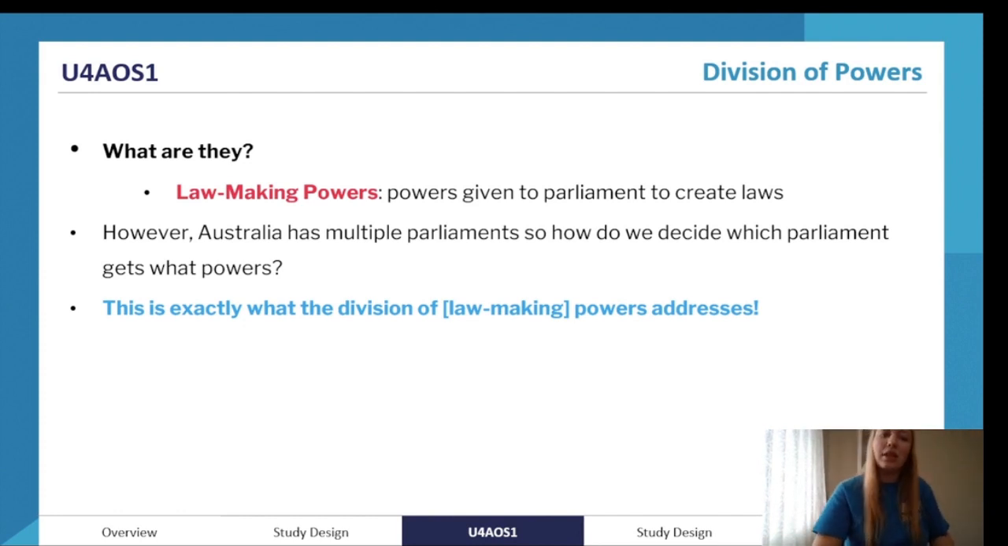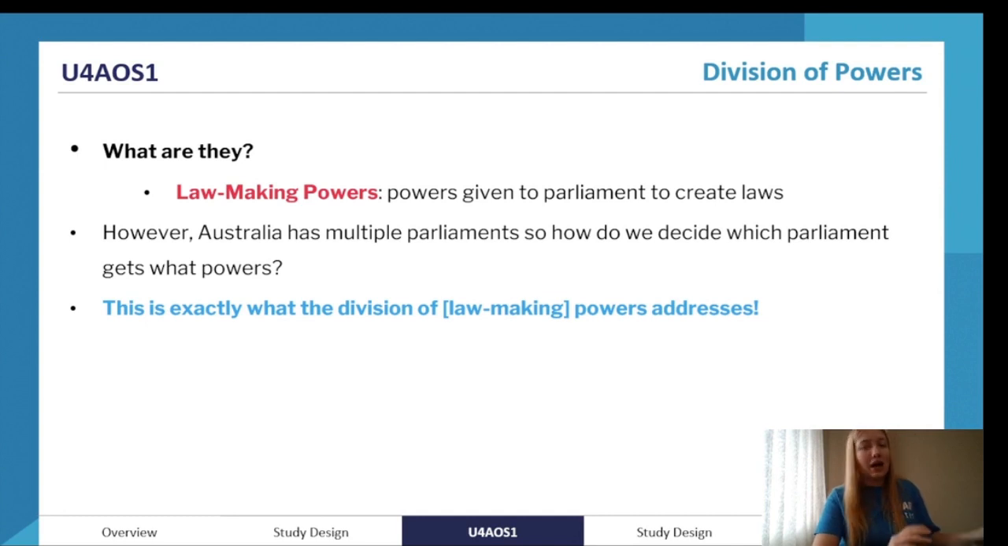So that's something to also work on. So next we'll have a look at the division of powers. These are the lawmaking powers that are given to Parliament to create laws. They are divided between the state parliaments and the Commonwealth Parliament. So when we look at separation of powers later on, it is really important that you can tell the difference between the two, because a question will just mention division of powers or separation of powers, and if you answer based on the incorrect concept, you will not get any marks. So make sure you try to commit the names to memory and have strong links in your brain.